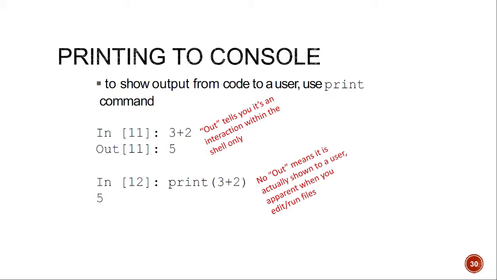To print the output to the console, you can use the print command. So for example, here if we execute the command print of 3 plus 2, we directly get the output as 5 without the word out, because this is a direct command for the computer to print whatever result. However, in some cases, the output is generated just to provide an interaction with the shell.